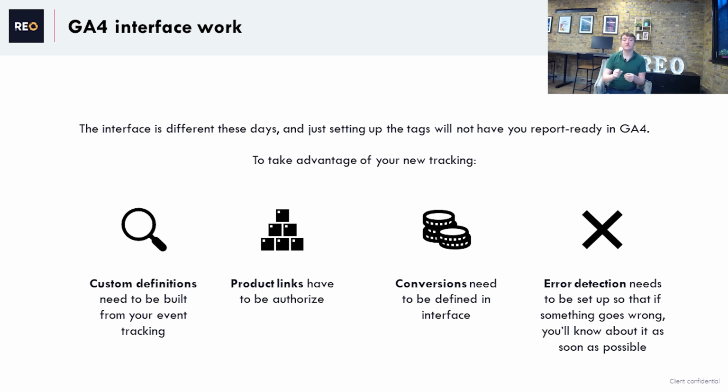We need to define our conversions, which is similar to the way that goals used to function in Universal Analytics. Obviously, we have to authorize any product links that you may have with other products in the GMP. And an important step, we need to make sure that we set up custom alerts and so on so that we have error detection built in Google from the jump.